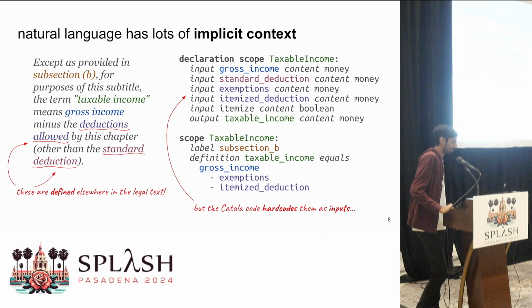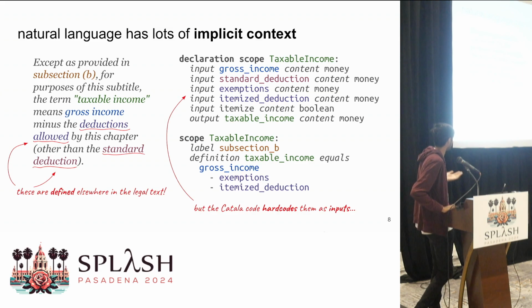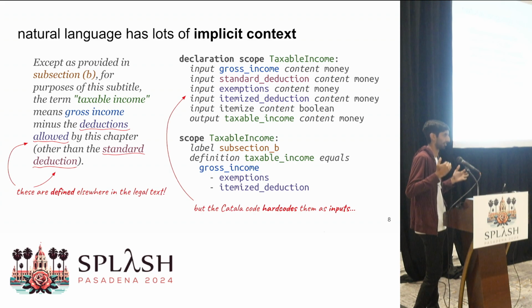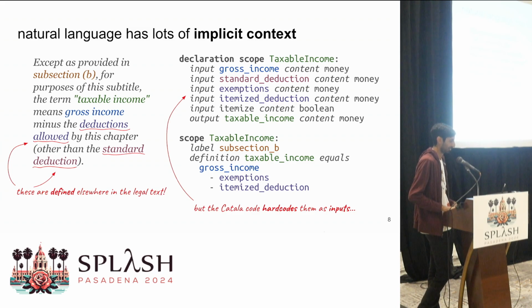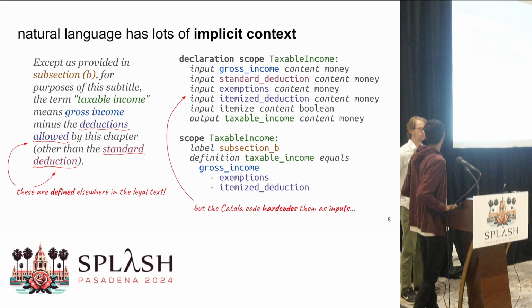And then the issue here is that the deductions allowed by this chapter could be defined in a different section. In this case, it's in section 151, so we would need to modify how we defined our metadata from before when we later translate section 151 into Catala. So with that, I'll hand this over to Sam, who will talk about more of our observations and what our approach is to solving this implicit context example.